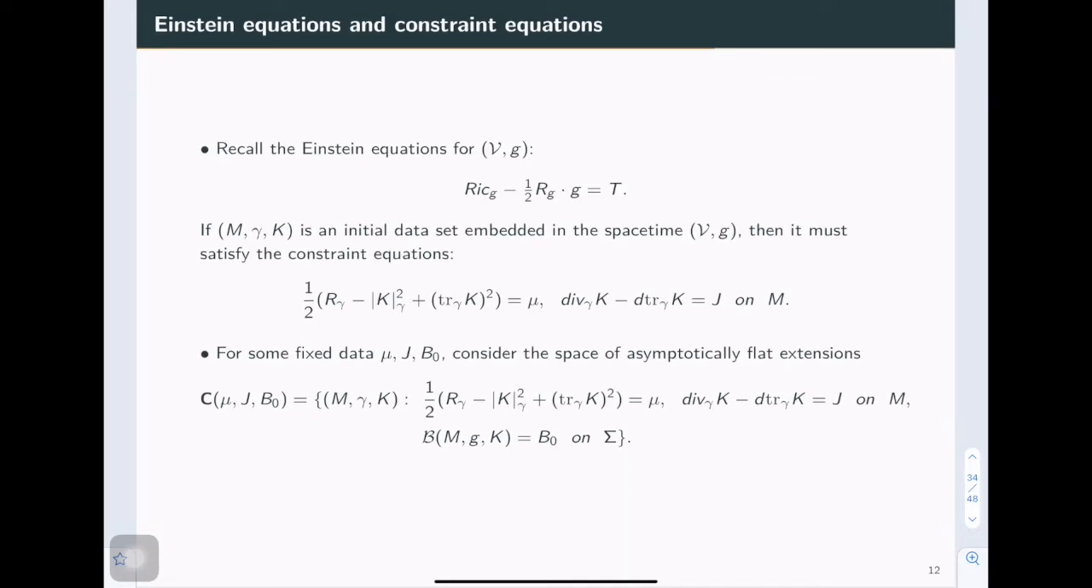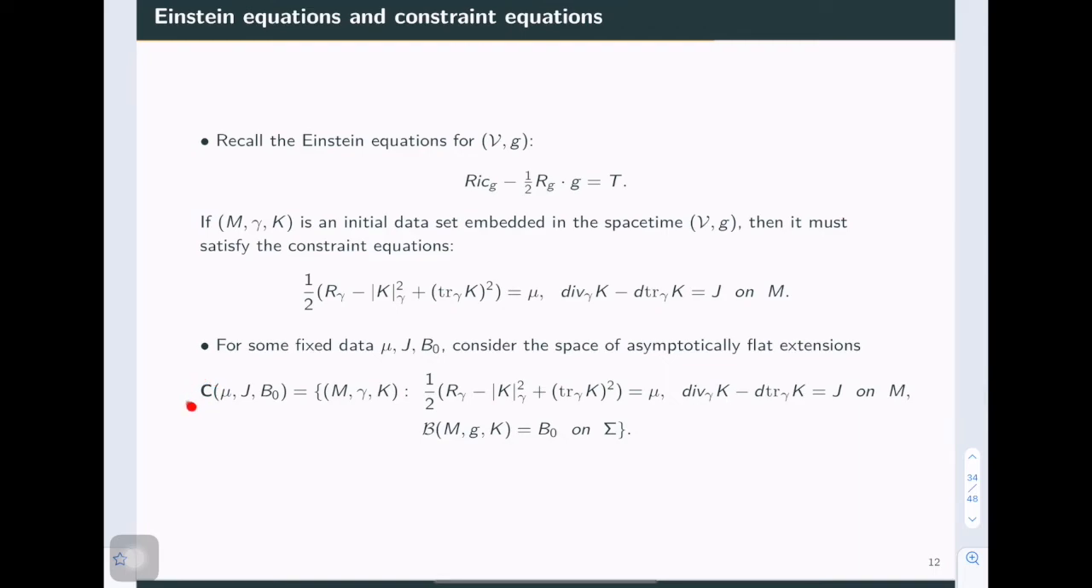Then inspired by the work of Anderson-Jerrigan for the static case, here we want to consider a special space of asymptotically flat initial datasets. Here we fix some data nu, J and Bartnik data B naught. Then this space, constraint space C, is defined as the space of all the asymptotically flat initial datasets which satisfy the constraint equations for the fixed nu and J, and which satisfy the Bartnik boundary conditions for the fixed prescribed data B naught.